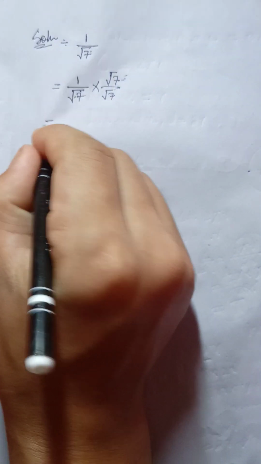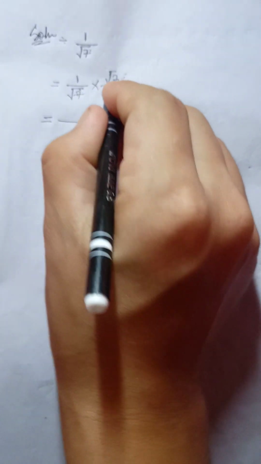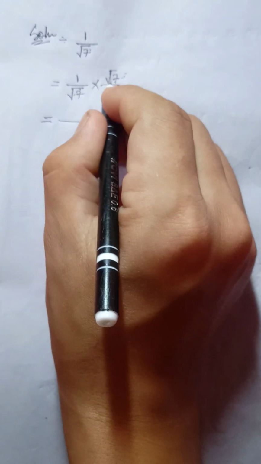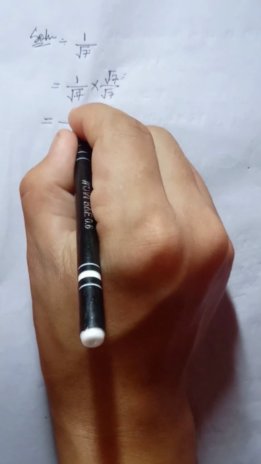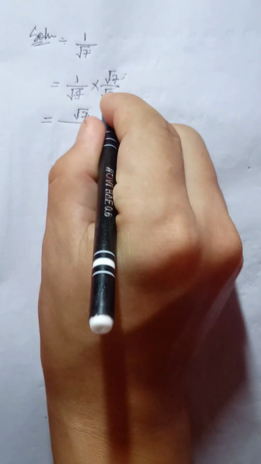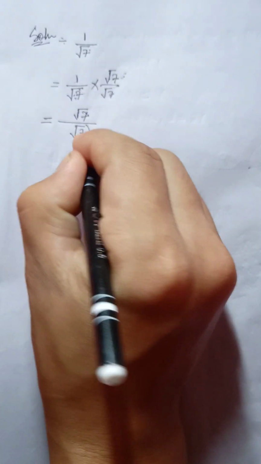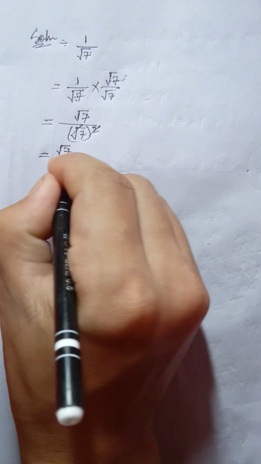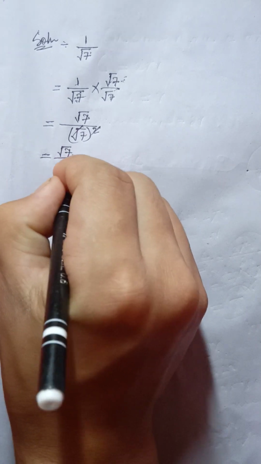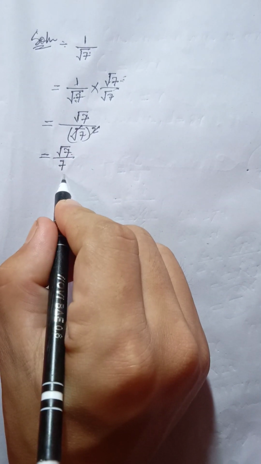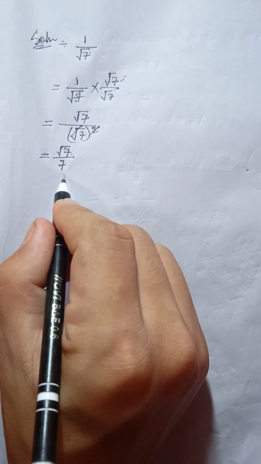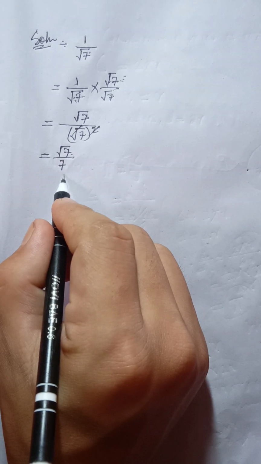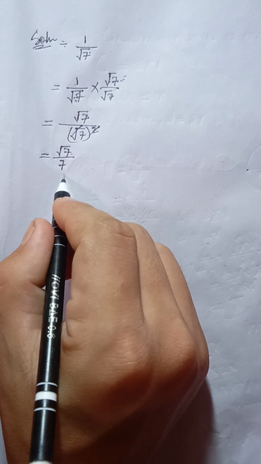Then let us proceed to the problem. Root 7 into 1 gives root 7, and root 7 into root 7 gives root 7 whole square. Square and root cancel, so how much would it be? That will be root 7 by 7. Now we can see that the number in the denominator is expressed as a rational number from an irrational number. That's what we do here.